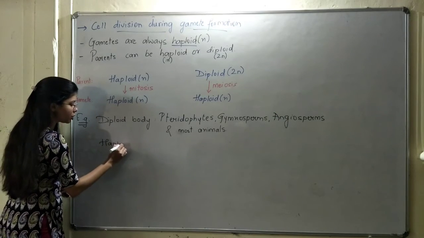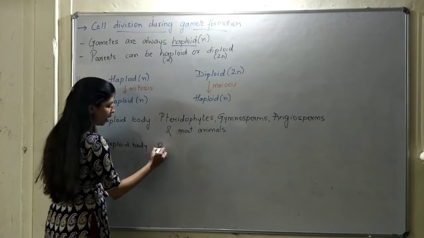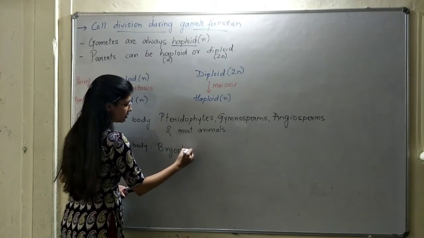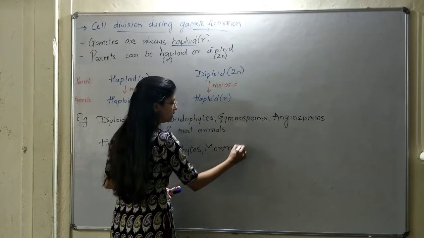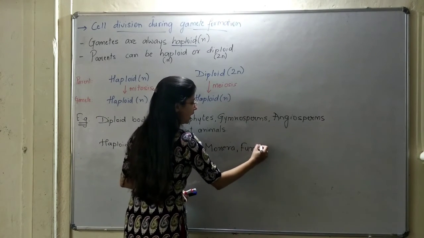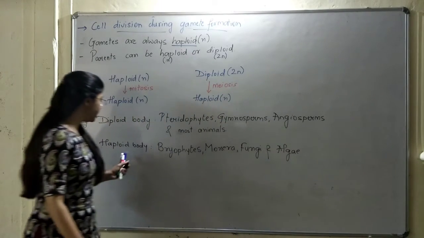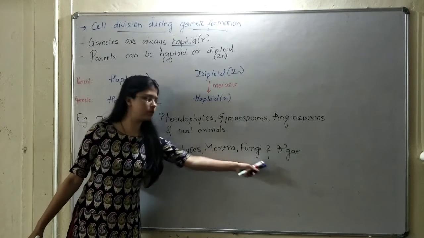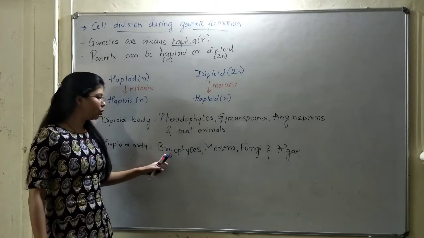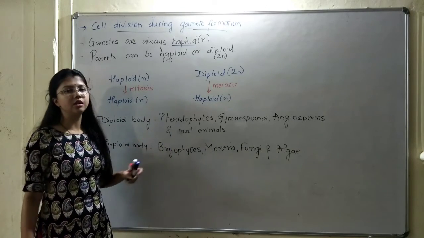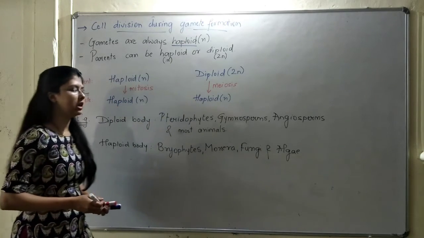Examples of organisms which have a haploid body will include bryophytes, Monera, that is the bacteria kingdom, fungi, and algae. So if you see, the haploid body is generally found in the lower level of organisms like Monera, fungi, and algae. Only one class is included, that is bryophytes, which comes under the plant kingdom. Otherwise, all these belong to separate kingdoms.